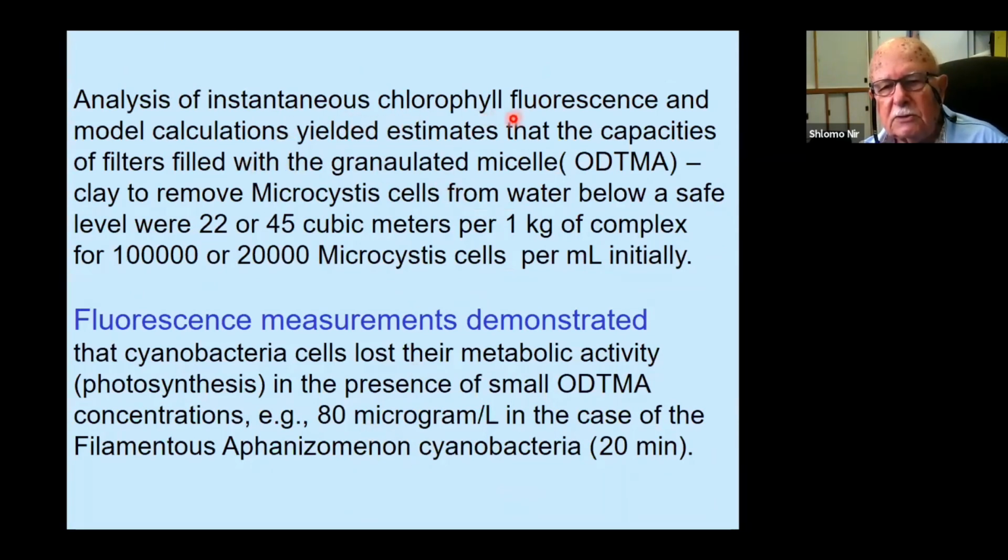Analysis of the instantaneous chlorophyll fluorescence and model calculations yielded estimates of the capacity of the filter filled with the granulated micelle-clay to remove Microcystis cells from water below a safe level. If we started from 100,000 bacteria per ml, we could filter 22 cubic meters safely. For a smaller number, we could filter more, and all this per 1 kilogram of the complex. We also could regenerate the filter.